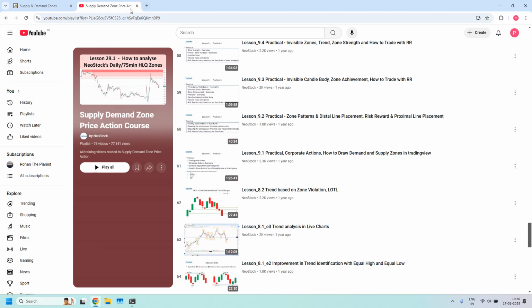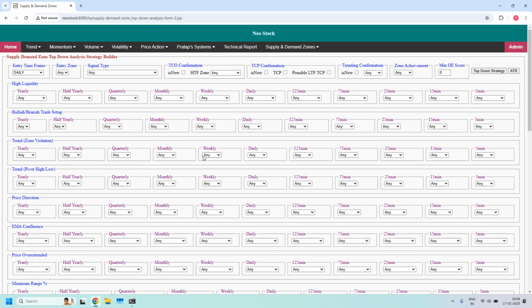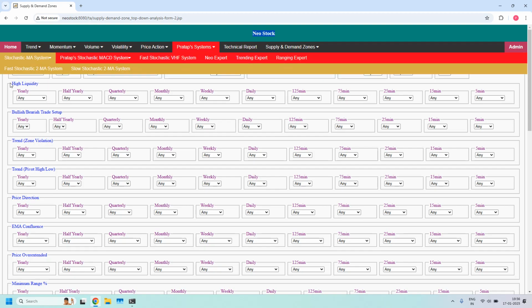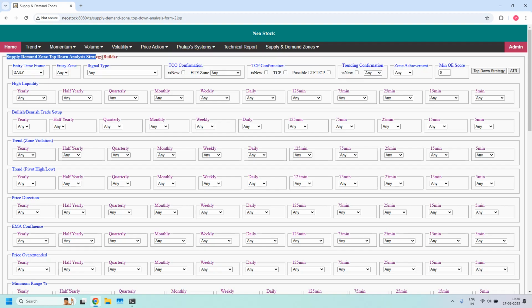Now let's get into the report generation, supply demand zone report generation with the help of NeoStock Software Supply Demand Zone Top-Down Analysis Strategy Builder. Okay, first we will generate the stocks near demand and supply zones and also inside the demand and supply zones from daily time frame to yearly time frame, and stocks near demand and supply zones for all the time frames.